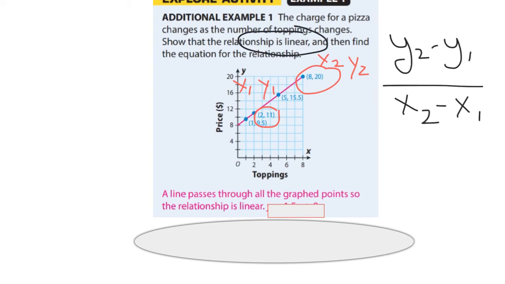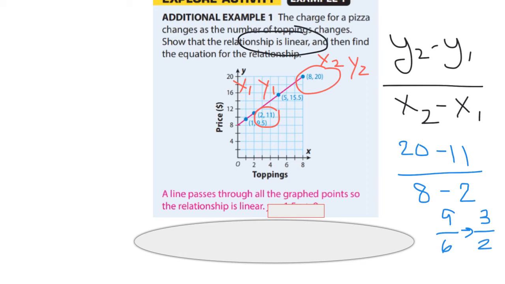Use to your advantage. So y2 is 20 minus your y1, which was 11. And then your x2 was 8, take off your x1, which is 2. So 20 minus 11 is 9, and 8 minus 2 is 6. And this reduces to 3 halves. So your slope is 3 halves.